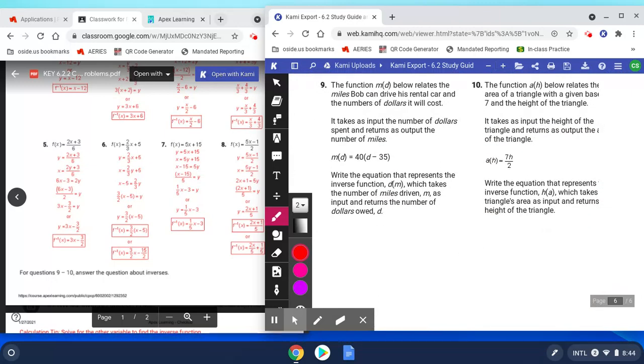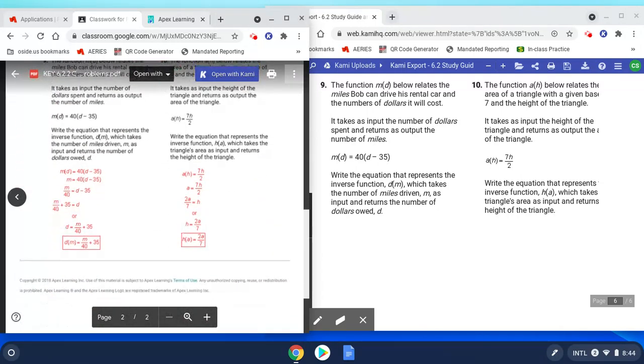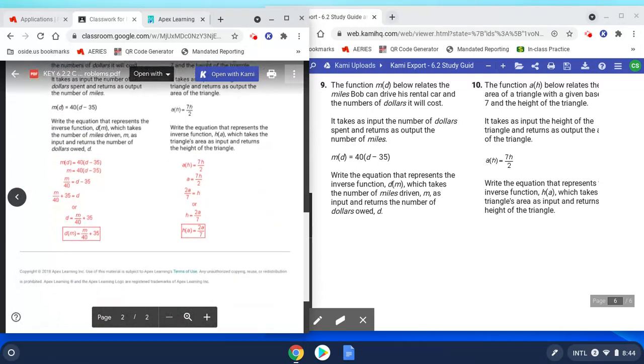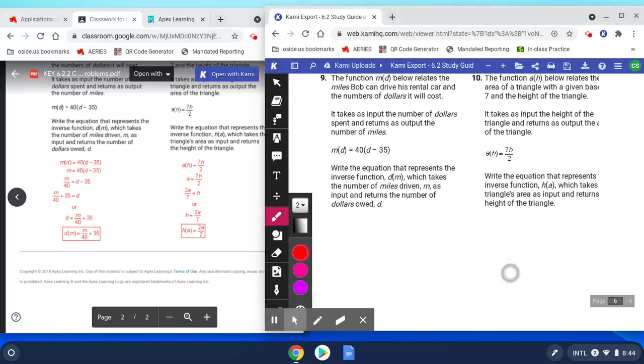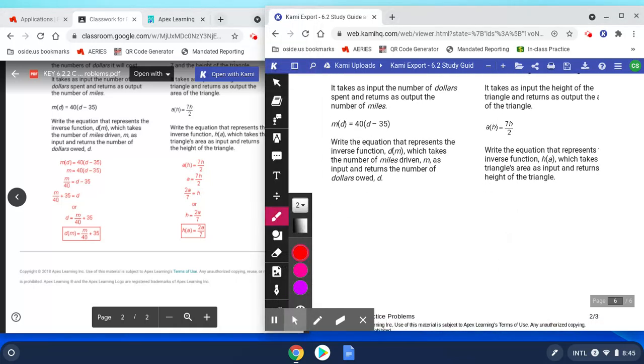All right, last two, numbers 9 and 10, they're actually giving you in terms of different variables. Instead of f of x, we're now talking about m of d, or we're talking about a of h. And we're wanting to switch the perspective. The function m of d below relates to the miles Bob can drive his rental car, the number of dollars it will cost. It takes as input the number of dollars spent and returns the output of number of miles. M of d equals 4 times the quantity d minus 35. Write the equation that represents the inverse function d of m, which takes the number of miles driven as input and returns the number of dollars owed.